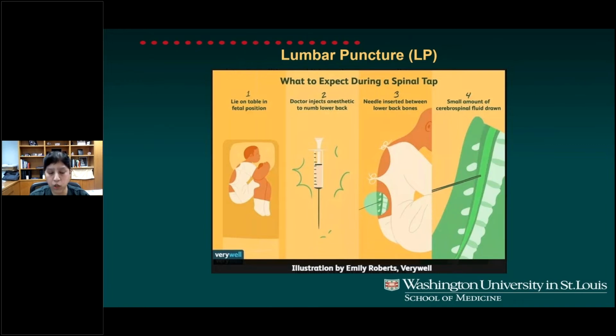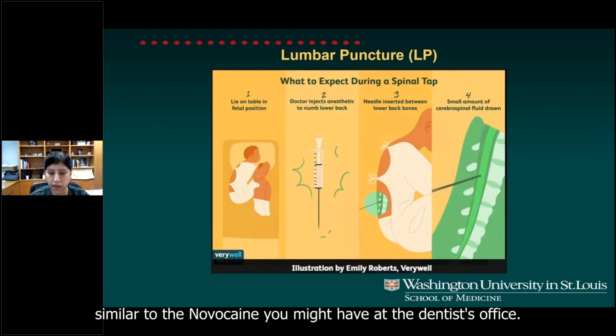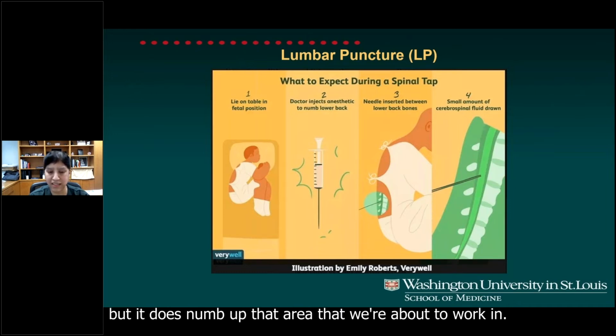We'll numb up the lower back area, just that skin area. We usually use lidocaine or xylocaine, similar to the Novocaine you might have at the dentist's office. It doesn't deaden all the way down to your toes, but it does numb up that area that we're about to work in.